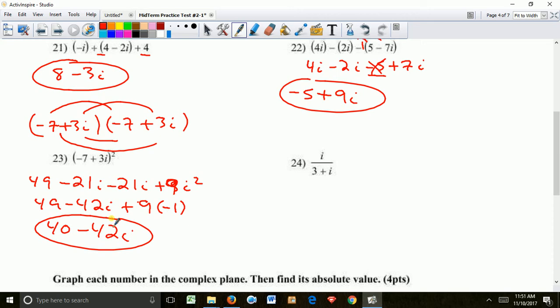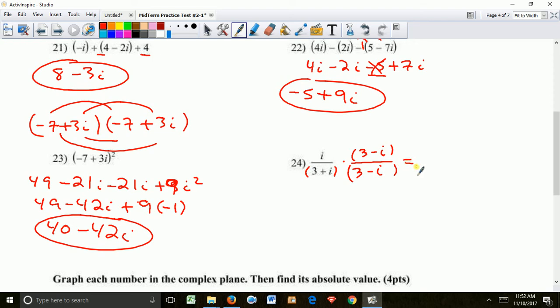Again, real part first, imaginary part last. For 24, you have to get rid of the imaginary number from the denominator. So here we'll multiply by the complex conjugate, 3 minus i, to the top and bottom. Go through and FOIL this out.